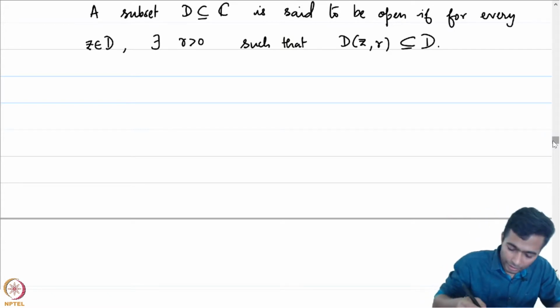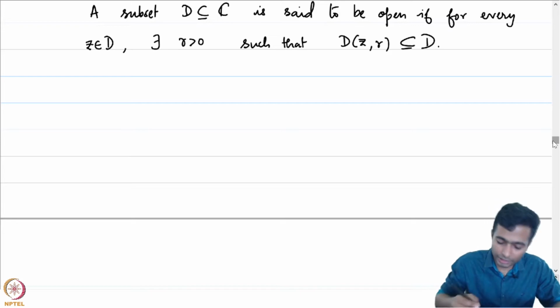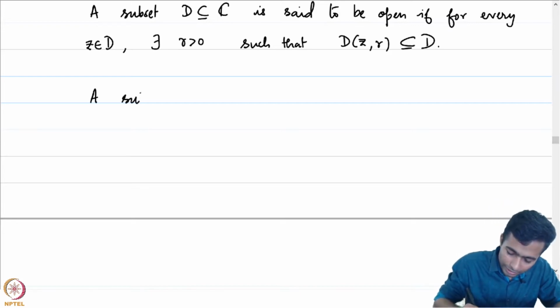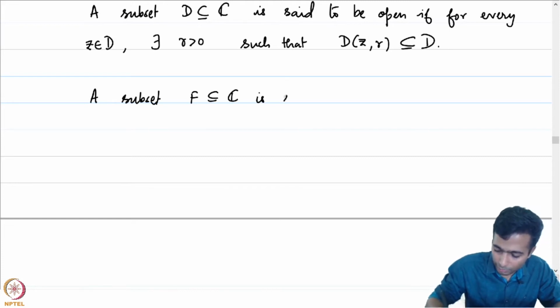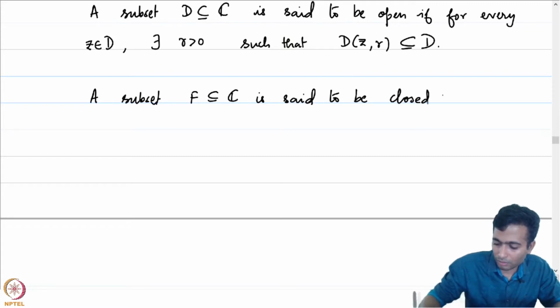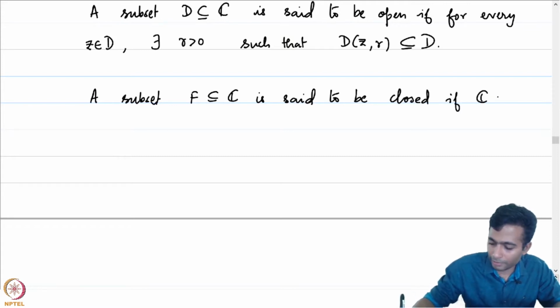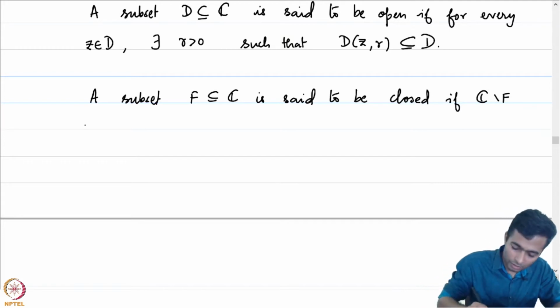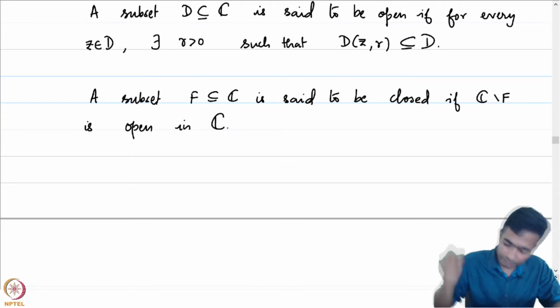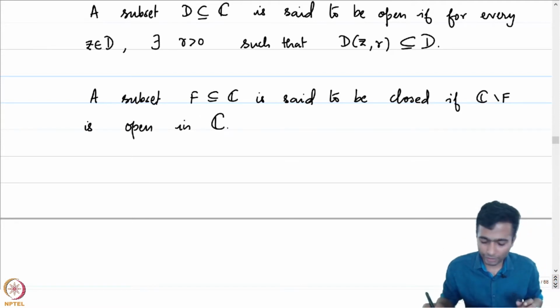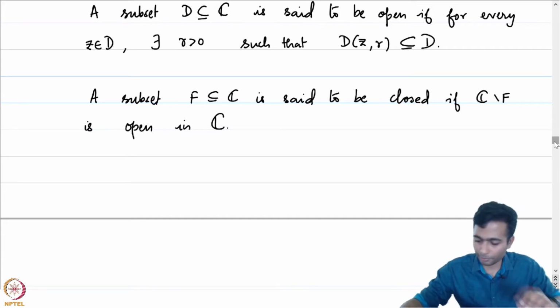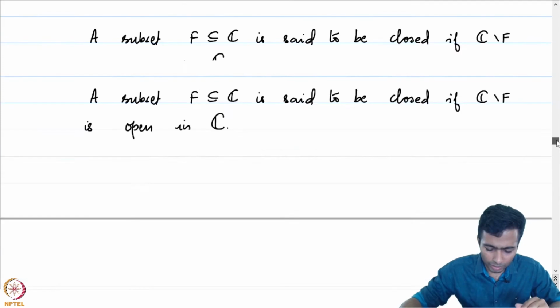And as a complementary notion, we will also be able to define what a closed set is. A subset F contained in C is said to be closed if the complement of F, C minus F, is open in C. There is an alternate way of defining closed sets, namely as a subset which contains all its limit points. So let me recall what a limit point is.